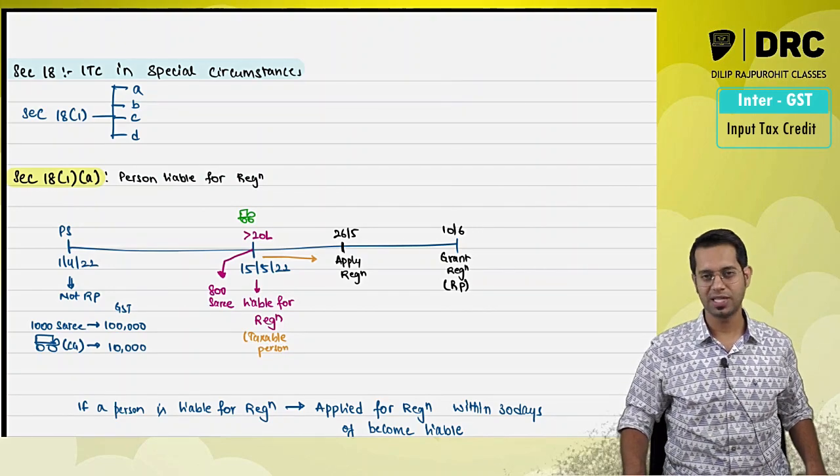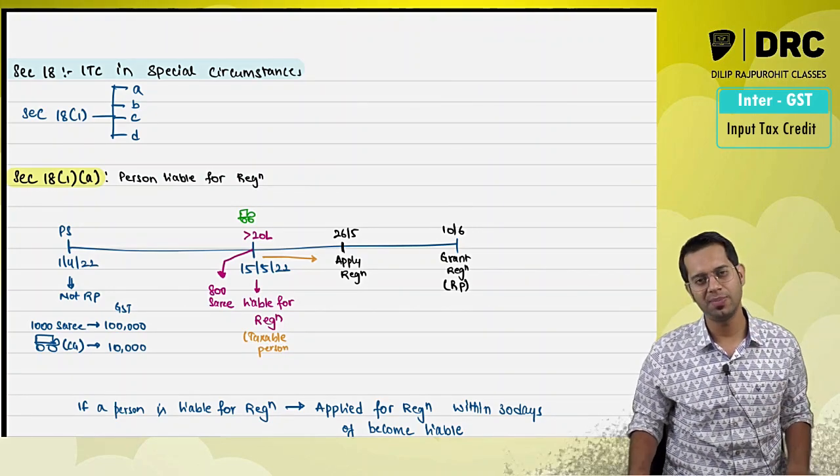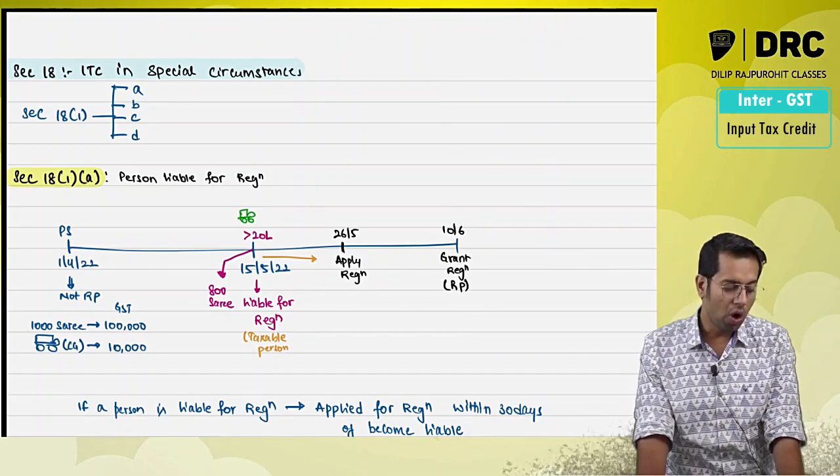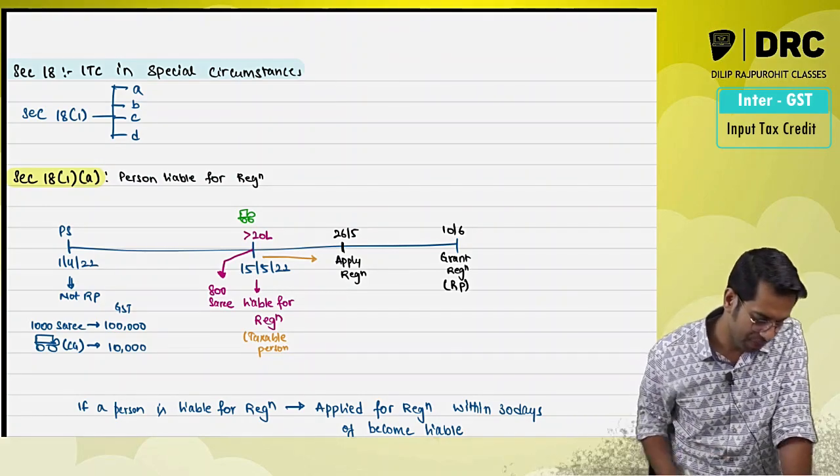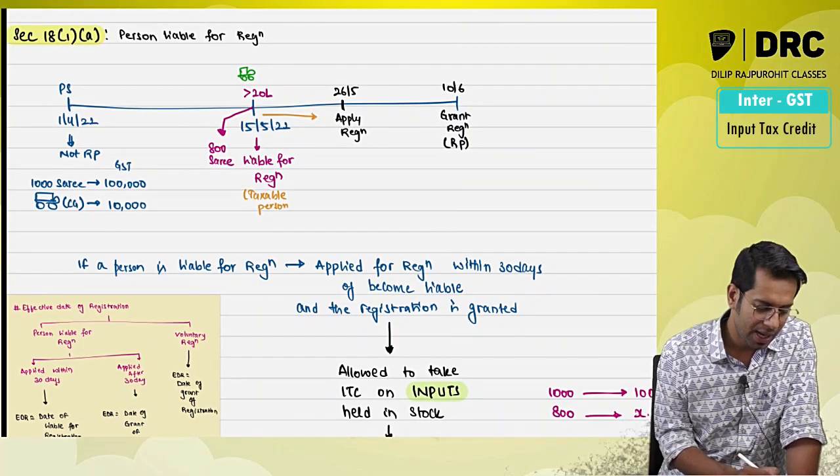Section 18, input tax credit in special circumstances. So the lawmakers have given some beautiful special circumstances. What will happen to your input tax credit in these special circumstances has been given over here. Section 18 subsection 1.